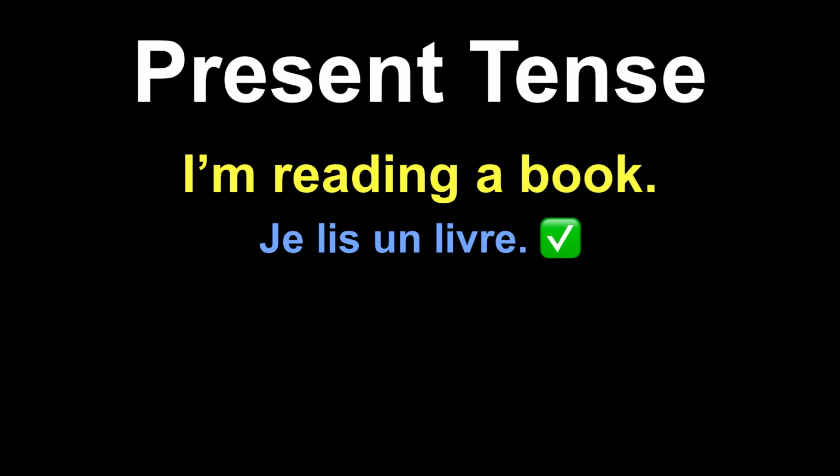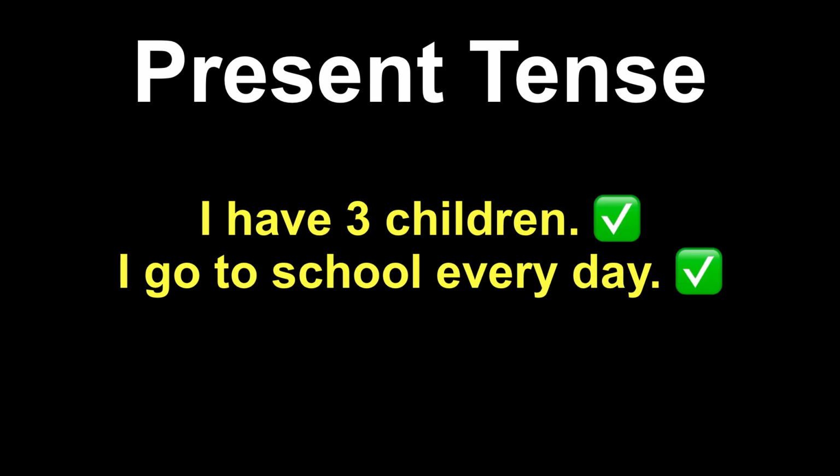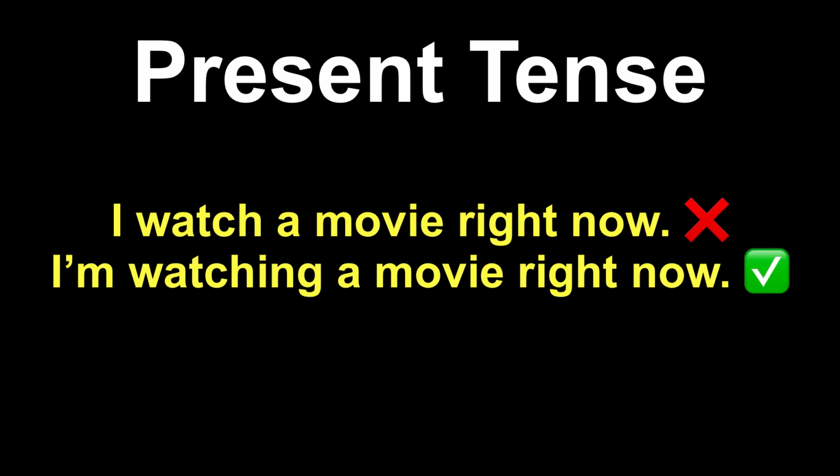Likewise, non-native English speakers want to remember to use the am doing pattern in English to talk about what someone is currently doing, not habits or generalizations. So it's not I'm having 3 children or I'm going to school every day, but I have 3 children. I go to school every day. Conversely, if we want to talk about what we're doing right now, we want to remember to use this am doing pattern and not the present simple I do. So it's not I watch a movie right now, but I'm watching a movie right now.